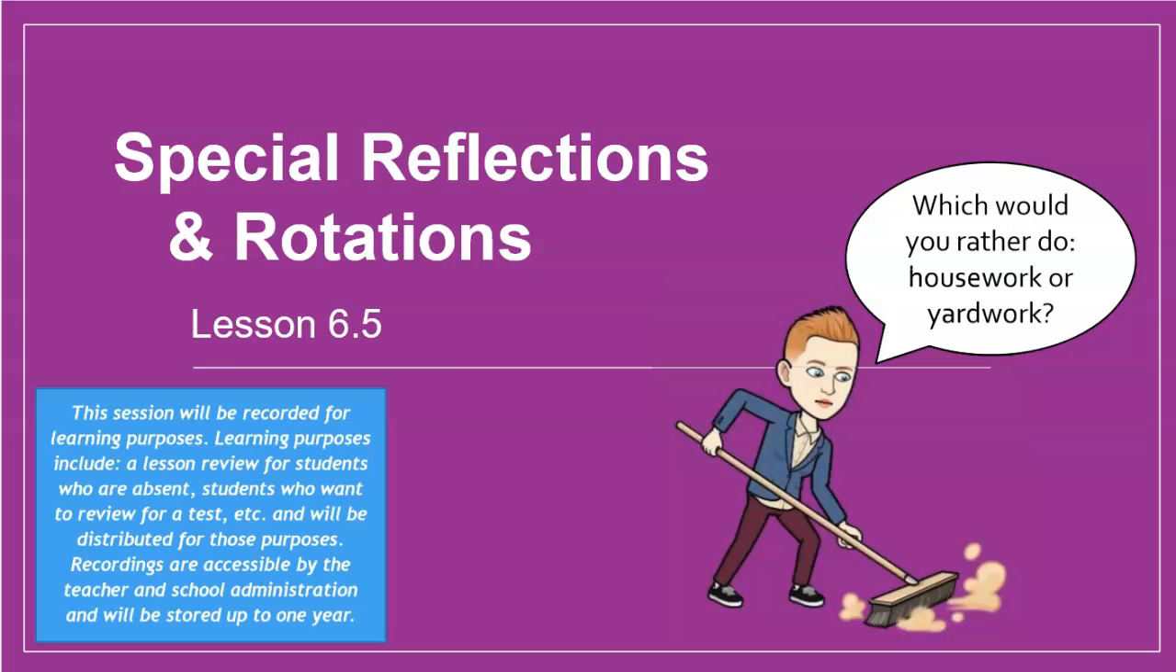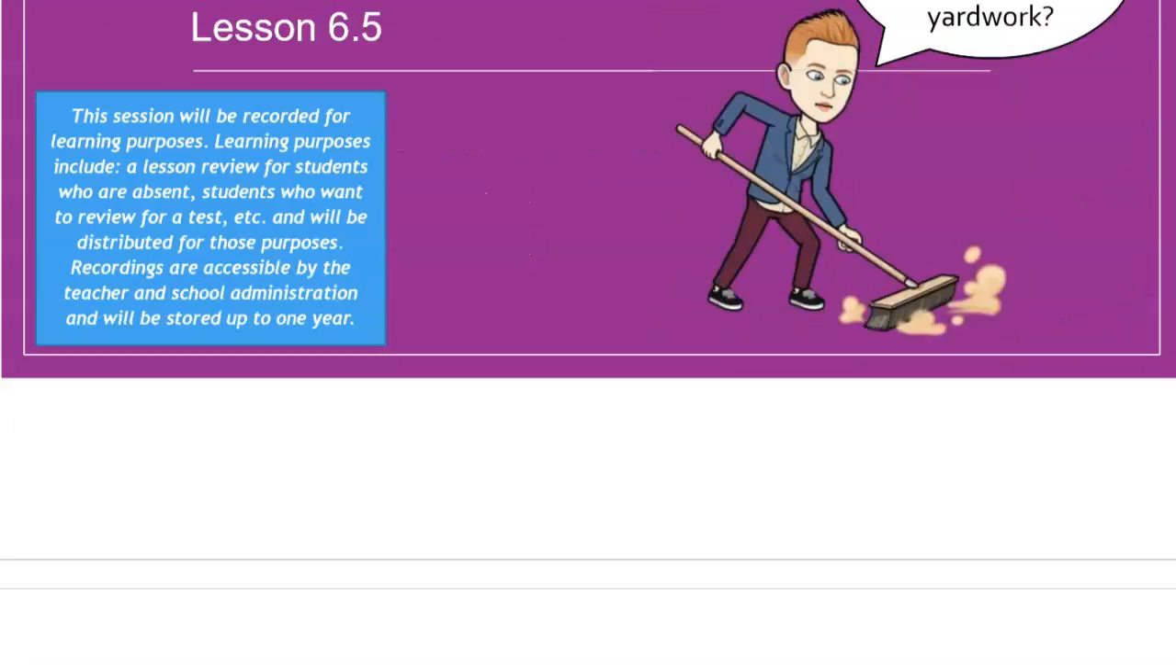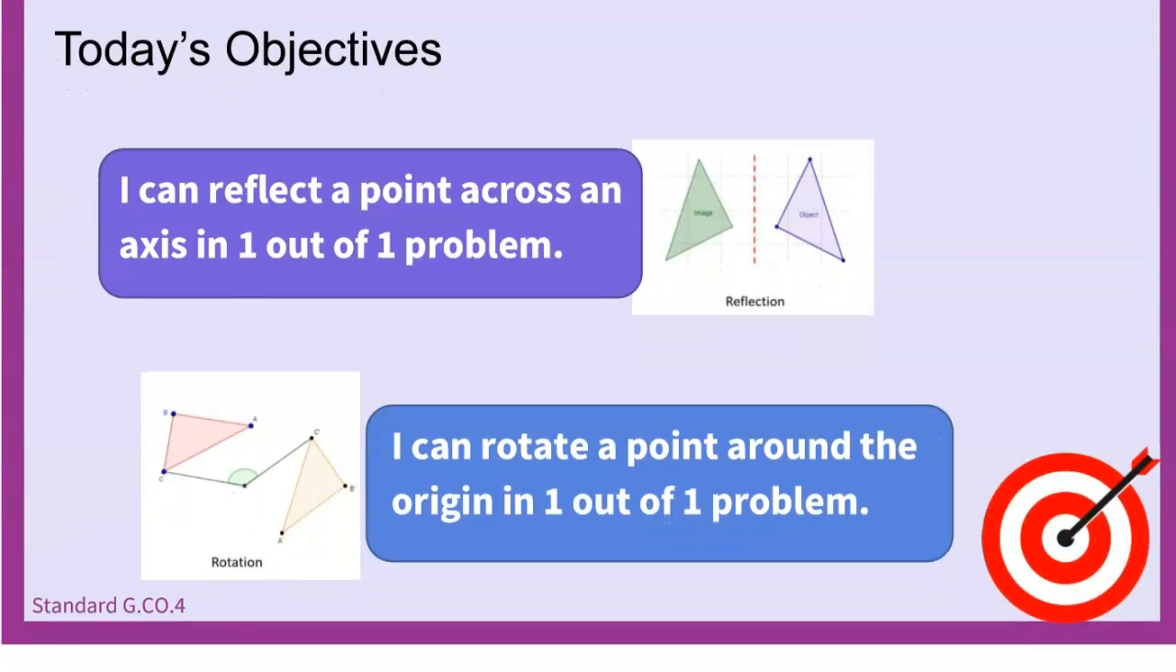Today we're looking at lesson 6.5, Special Reflections and Rotations. So our objectives today, we have two of them. I can reflect a point across an axis in 1 out of 1 problem, and I can rotate a point around the origin in 1 out of 1 problem.